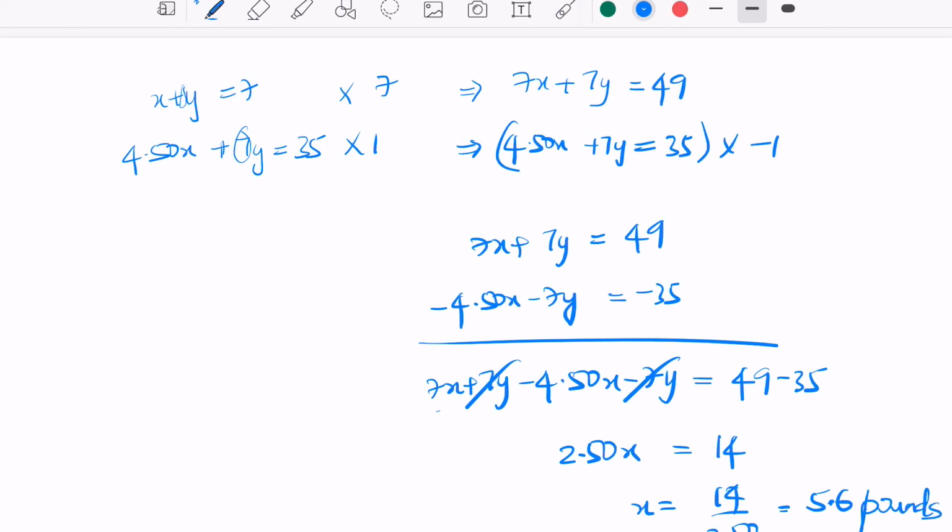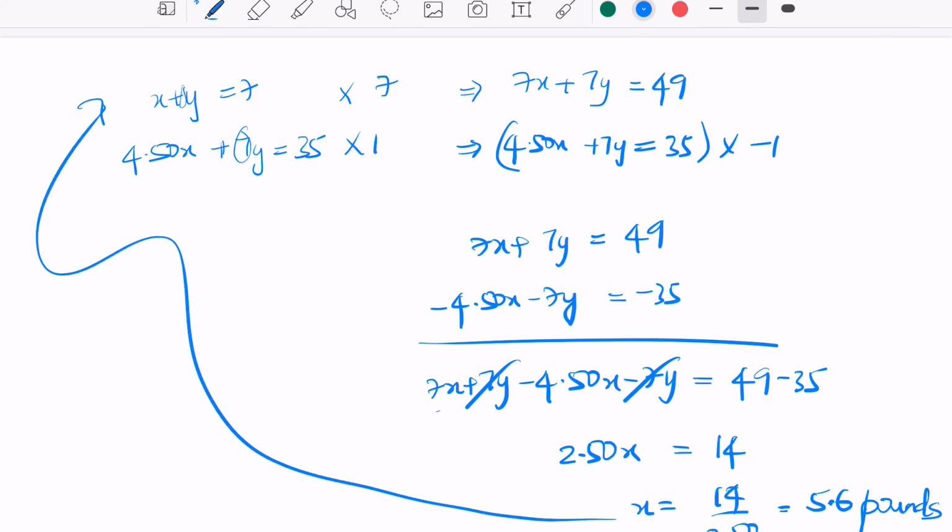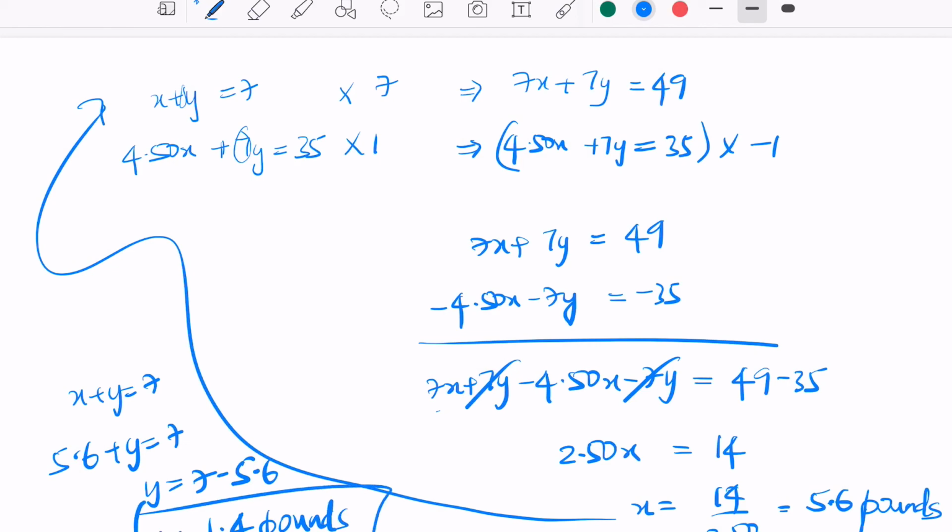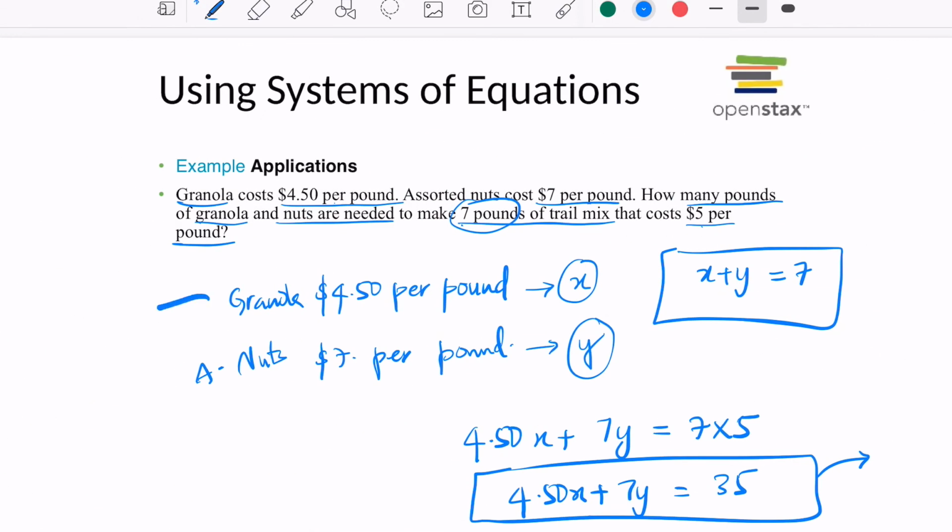Substitute this into any one of the equations. So substitute into the first equation because it's simpler. X plus Y equals 7, so 5.6 plus Y equals 7. So Y becomes 7 minus 5.6, which is 1.4. So here, granola is 5.6 pounds and assorted nuts is 1.4 pounds. So this is how you can solve an application problem of this type.